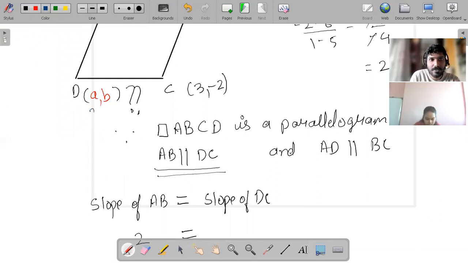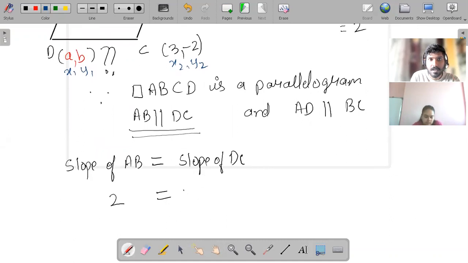And now when you're finding out the slope, you take this to be x1, y1, and this to be x2, y2. And when you use the slope formula, this would become y2 minus y1, that is B, upon x2 minus x1, and x1 is A. Is this clear? Yes, I hope no confusion. Slope of AB we got 2, and now I'm finding out slope of DC, but we don't know coordinates of D, so I've just taken it to be A comma B.